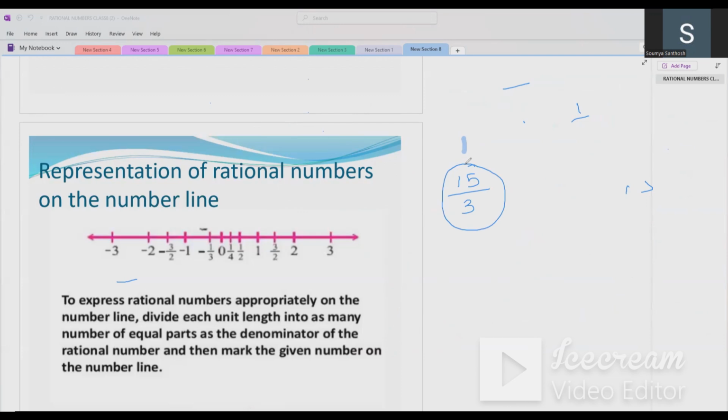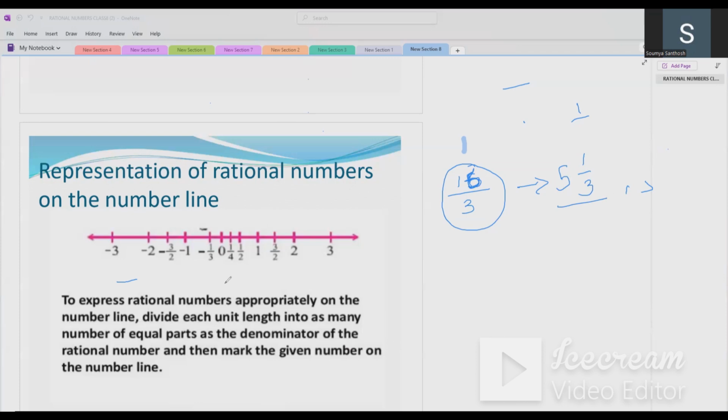It is an improper fraction. So whenever you get a question like this, to represent this on the number line, you should convert it into a mixed fraction. Another number I will give you: 16/3. We will change 16/3. So what will be the quotient? 5. What will be the remainder? 1. 5 1/3. So now we have converted into a mixed fraction.